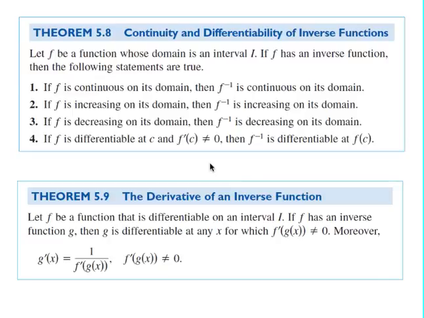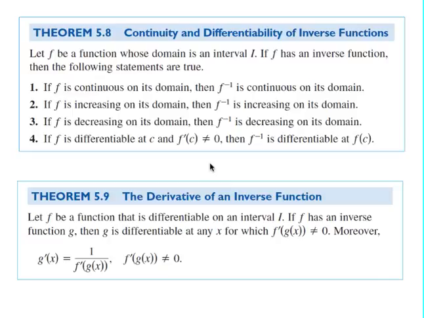So what it basically means is that there's a relationship between the two. If f is increasing on its domain, then the inverse is increasing on its domain. If f is decreasing, then the inverse is decreasing. And if f is differentiable at c, and the derivative does not equal 0, then the inverse is differentiable at c. So basically they're buddies. The characteristics of one are pretty much the characteristics of the other.